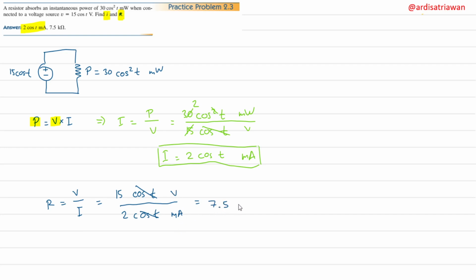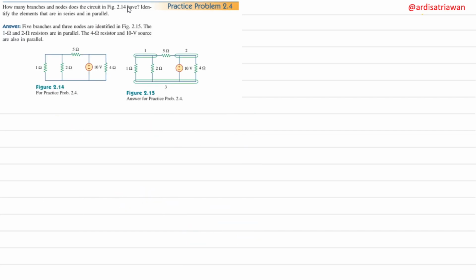Voltage divided by milliampere will become kilo ohm. So our resistance value here will be 7.5 kilo ohm, which is the same as given in the problem. So this one. Okay, this is for practice problem 2.3. So let's move on to other practice problem.